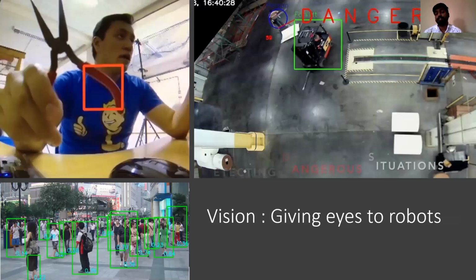Next is computer vision, giving eyes to robots. You might have seen Sophia the robot, right? Sophia the robot is a talking robot. When we talk with her, her eyes are able to detect our emotions and feelings, and she can record our voice, detect what we are saying, and answer our questions. Systems like that, we can also design using the Raspberry Pi.